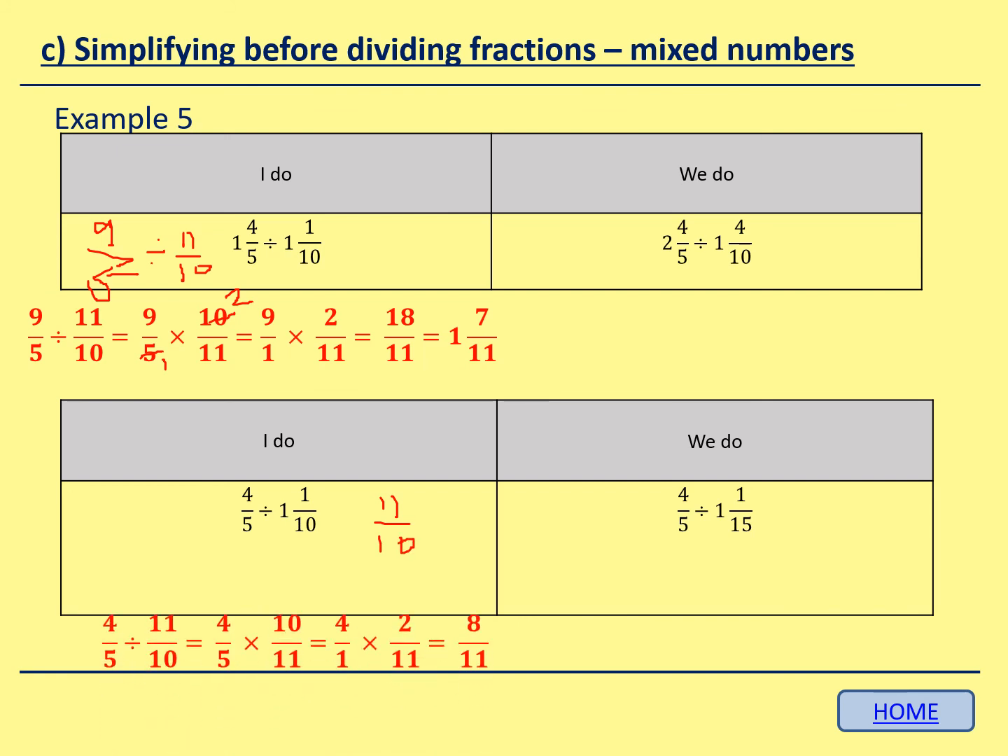Okay, so keep the first, that's 4/5. Flip the second, 10 over 11, and change the sign. 5 I know goes into 10, 5 ones is 5, and 5 twos is 10. Now don't make the mistake of saying, oh, 2 goes into 4, because 4 is on the top row, the numerator, and 2 is on the top row, so they have to be multiplied. 4 times 2 is 8, 1 times 11 is 11, so it's 8 over 11.